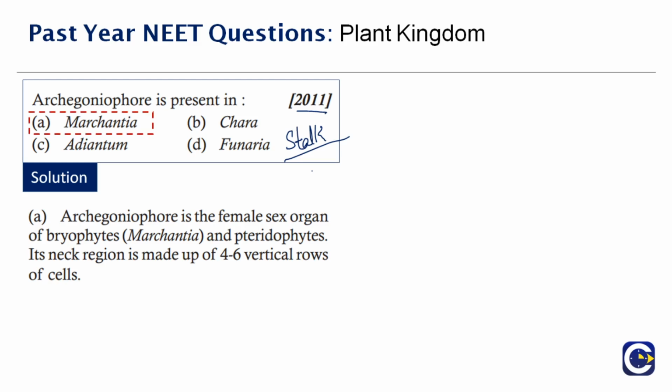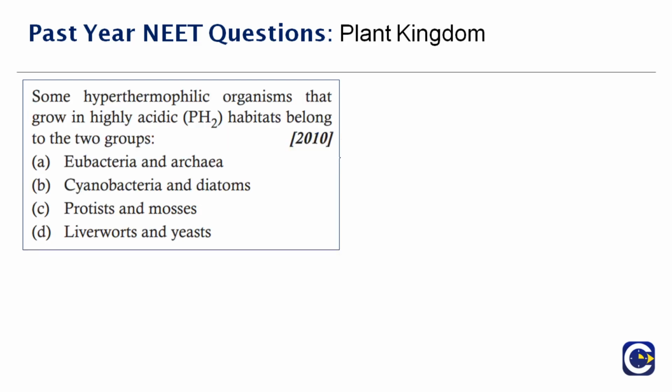Okay, so here they have clearly mentioned its neck region is made up of 4 to 6 vertical rows. If you clearly view it under the microscope, you can see it. Okay, now let's move to the next question.